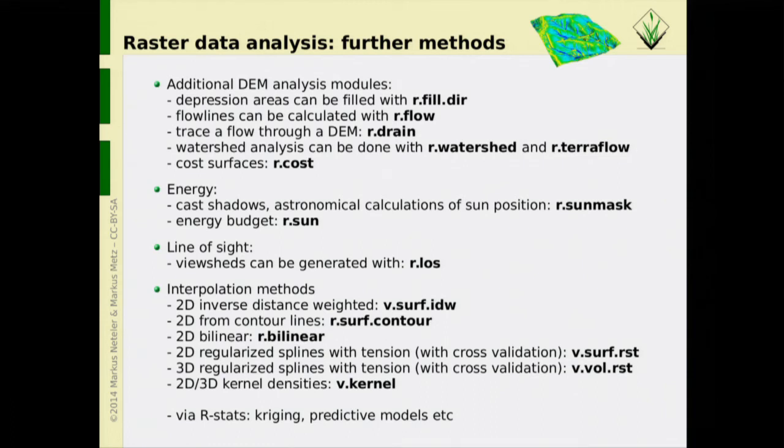cost surfaces. We have some energy modules, r.sunmask, r.sun. Viewsheds, the old module is called r.los, for line of sight. The new module is called r.viewshed. We have different interpolation methods. This is only a small subset of what is actually available. And we have a module to do kriging, v.krige, which is internally calling R.